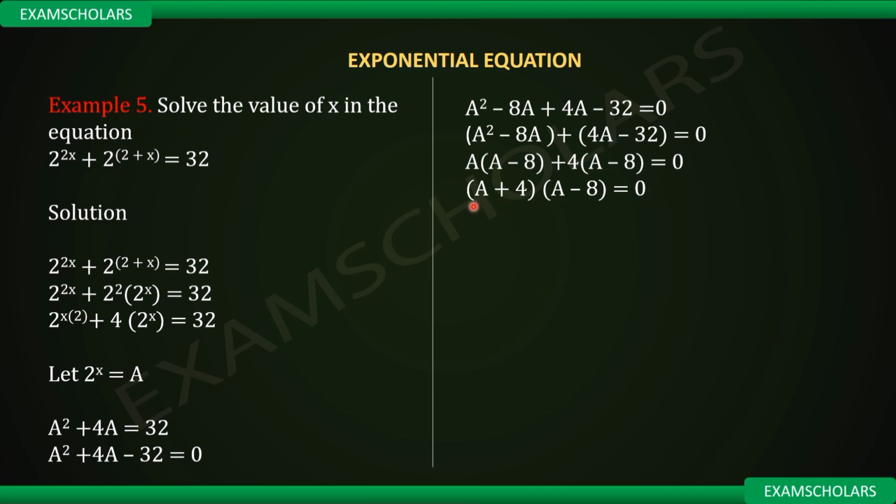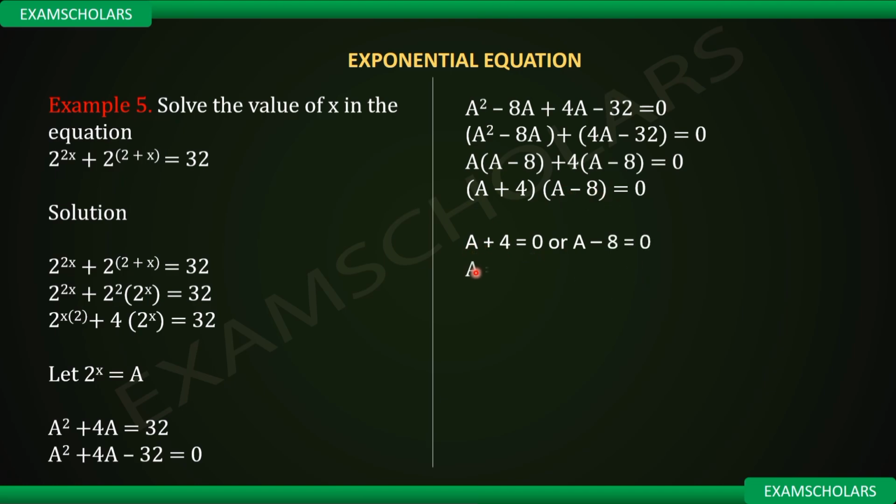Now the next step: a plus 4 is equal to 0 or a minus 8 is equal to 0. Let me explain the reason why we do that. You know that these things are multiplying each other, right? If two things are multiplying each other and the answer is 0, what does it imply? It means that one of them should be 0 or both of them are 0. So a plus 4 should be equal to 0 or a minus 8 should be equal to 0. You now solve your linear equation.